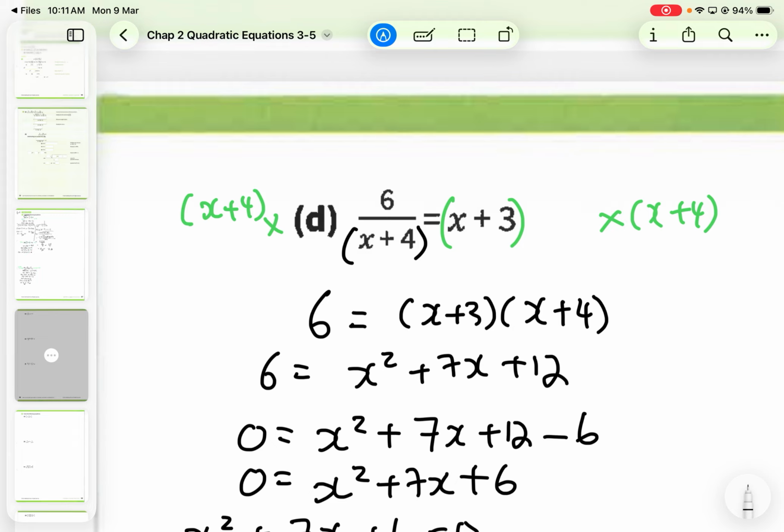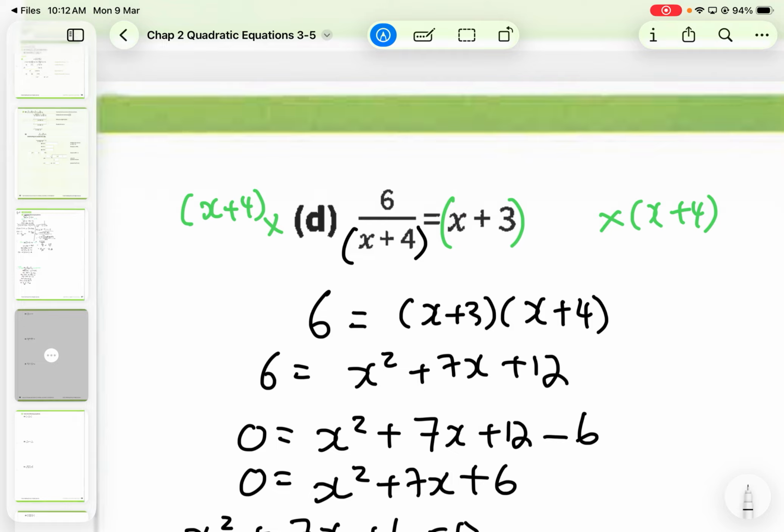My x plus 4, together they form the denominator. So they belong together. So every time I see a fraction, the numerator or denominator got more than one term, I must bracket them together. Okay? Then I don't want my x to be inside the denominator. So I want this entire bracket gone from the denominator. That's why I need to multiply this entire bracket. When I multiply this bracket, it can cancel away the denominator. So I no longer have this denominator.